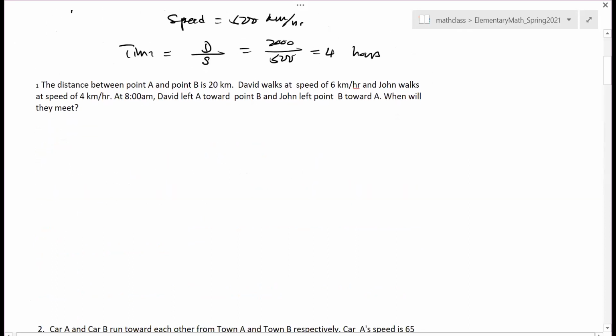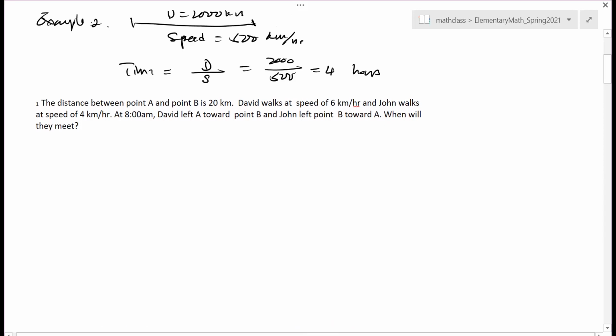Here's a problem. Okay, the distance between point A and B is 220 kilometers. So we have to draw the picture, okay? David walks at the speed of 6 kilometers per hour. John walks at the speed of 4 kilometers per hour. At 8 o'clock a.m., David left A toward B, and John left B toward A. When will they meet? Yeah, you have to draw the picture when you do the homework.